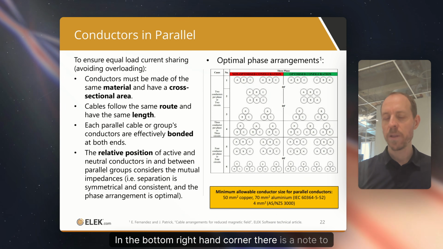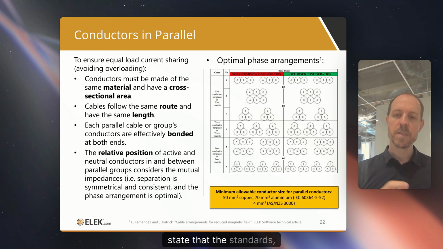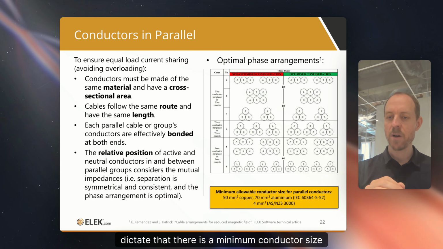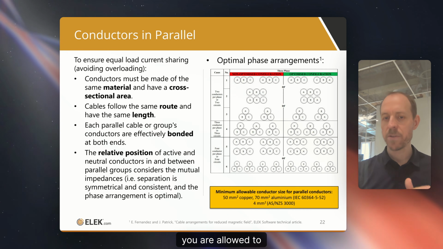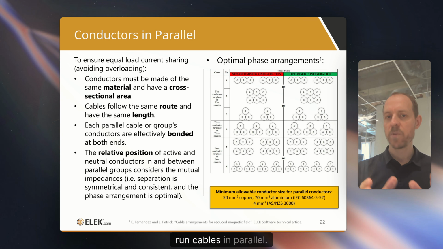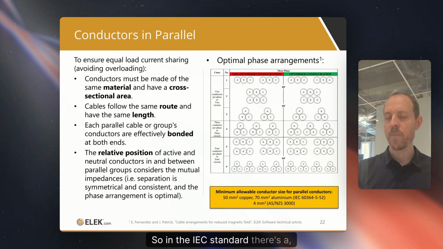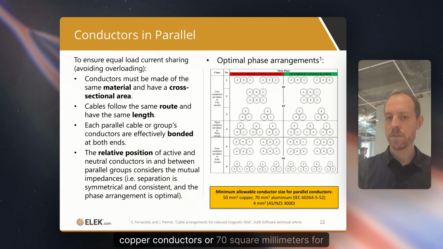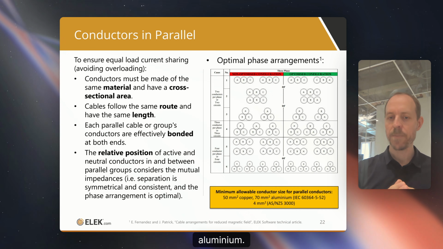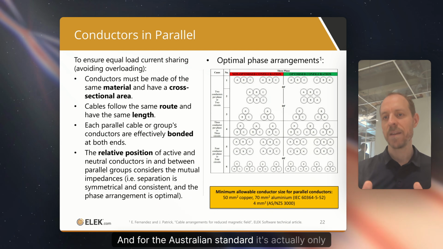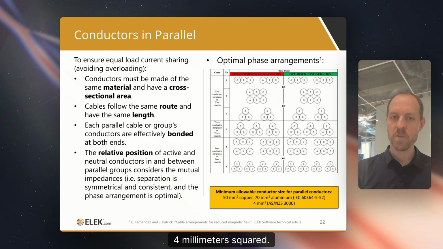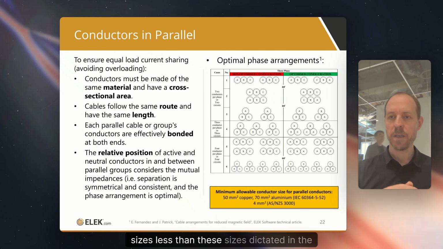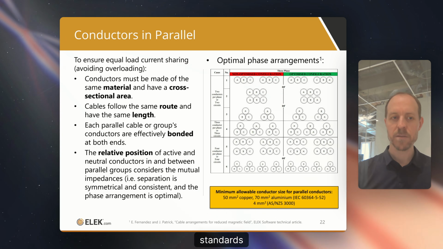In the bottom right-hand corner, there is a note to state that the standards dictate a minimum conductor size that you are allowed to run cables in parallel. So in the IEC standard, that's a minimum size of 50 square millimeters for copper conductors or 70 square millimeters for aluminium. And for the Australian standard, it's actually only 4 millimeters squared. So you cannot run parallel conductors for cable sizes less than these sizes dictated in the standards.